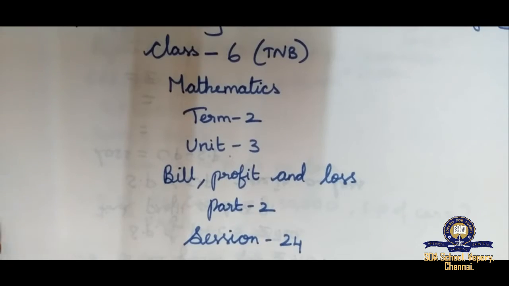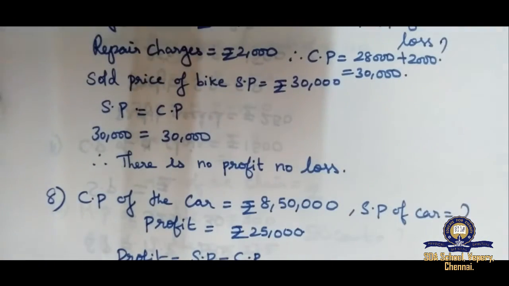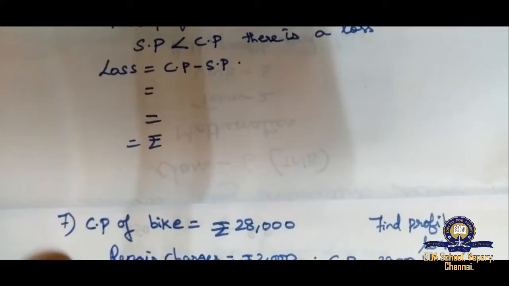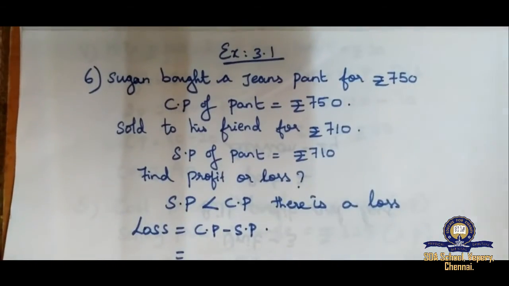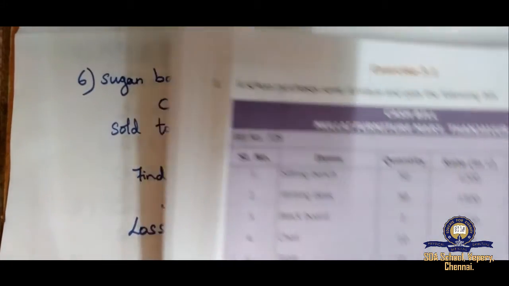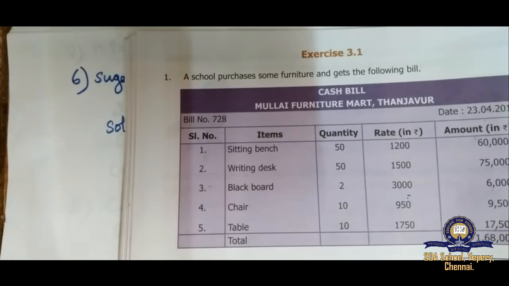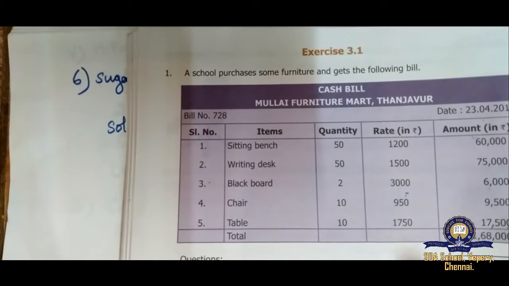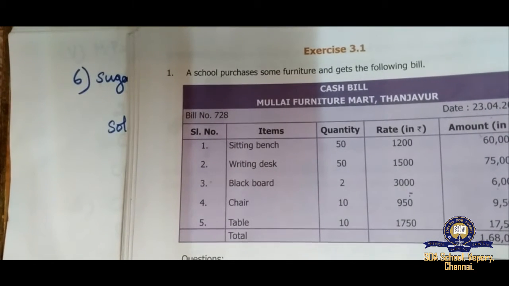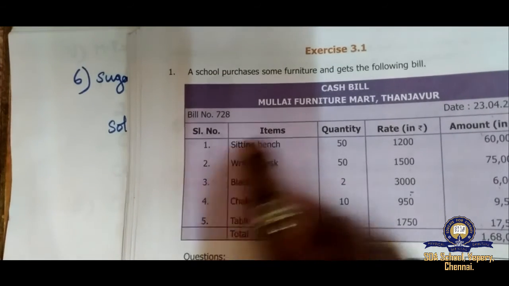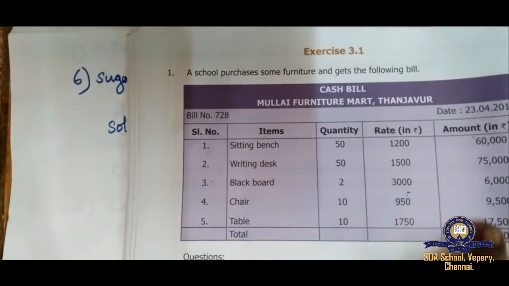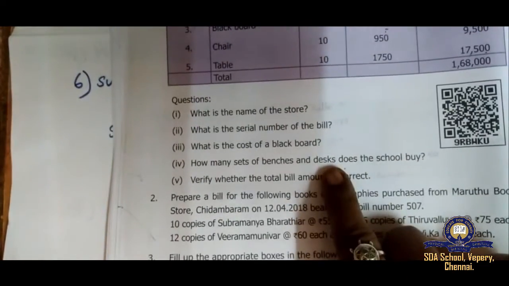In part 1 we saw the same exercise, but in part 2, we have got totally 14 sums. So I have split it into two parts. In the first part, page number 54, exercise 3.1, we saw how to create a bill with the given data, and how, with the bill given, we are able to find out the answer for the question given.